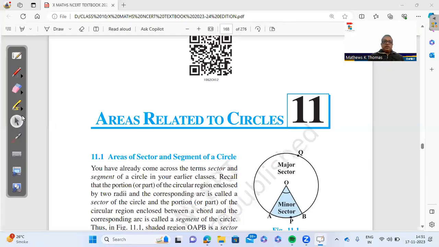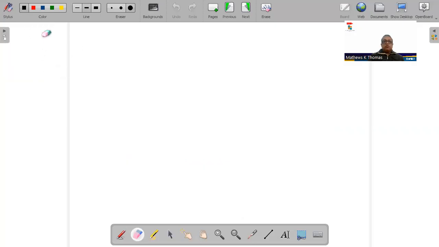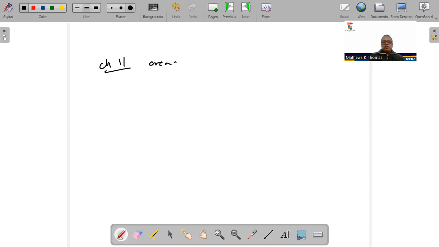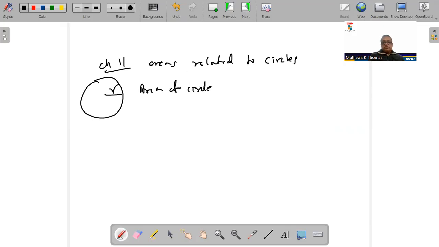Then we have areas related to circles. This has got about a few formulas. Let's do areas related to circles. Chapter number 11. Areas related to circles. So the basic formulas you should be aware. First of all, area of a circle. Area of a circle is, you've done from class 8 onwards, pi r square. Circumference of a circle, circumference or the perimeter of the circle is 2 pi r.